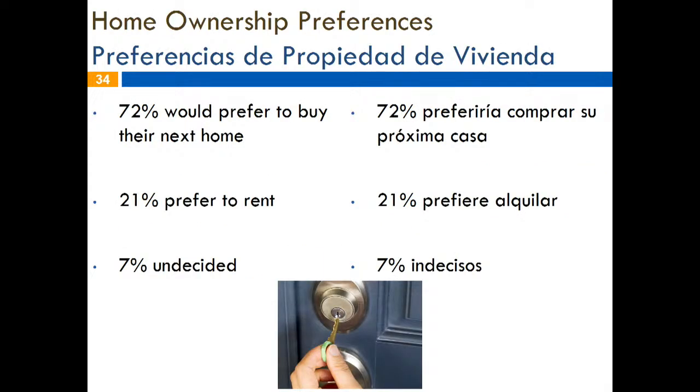In addition to the types of homes people preferred, people shared their preferences of owning or renting their next home. Most people shared that they prefer to buy their next home, with the minority preferring to rent.